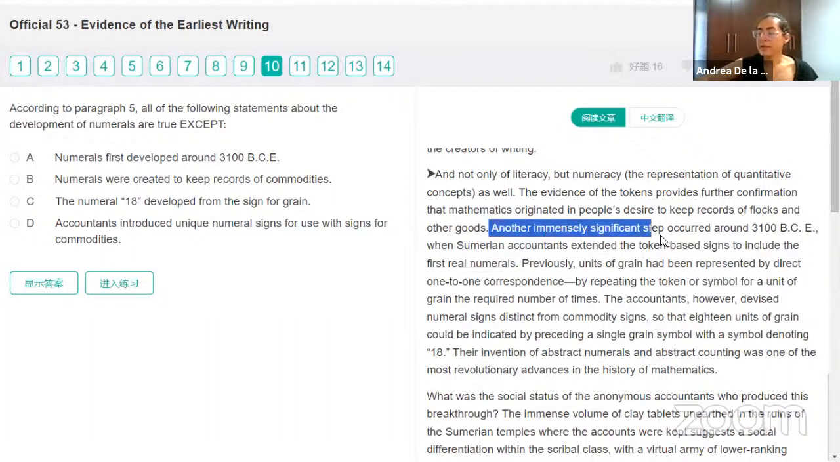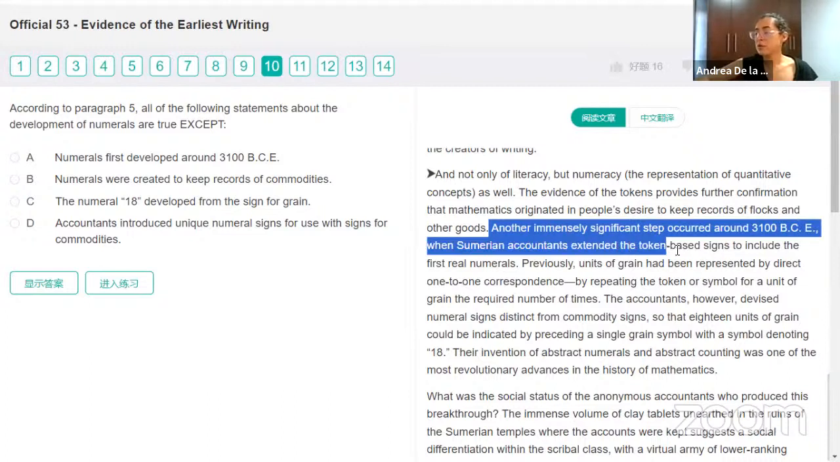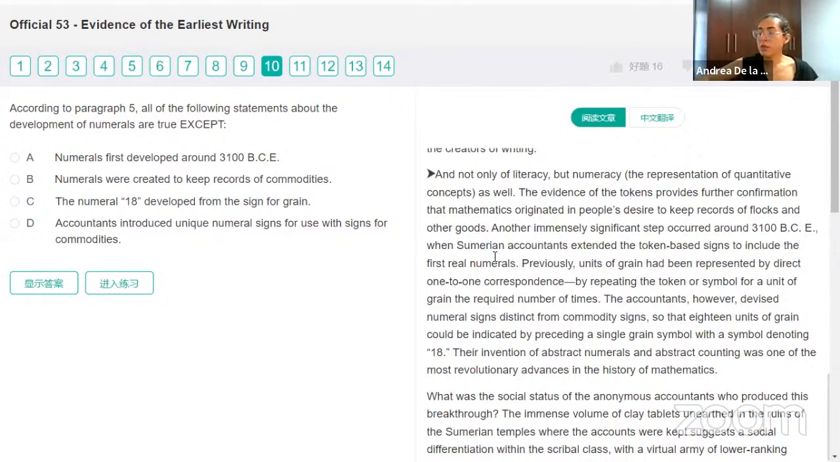Another immensely significant step occurred around 3100 before Christ, when Sumerian accountants extended the token-based signs to include the first real numerals. So the first thing that we know about numerals, about the first real numerals, is that they were invented in 3100 before Christ, right? So 3100. A is already there. Ya está mencionado, así que no es A. Podemos eliminar.